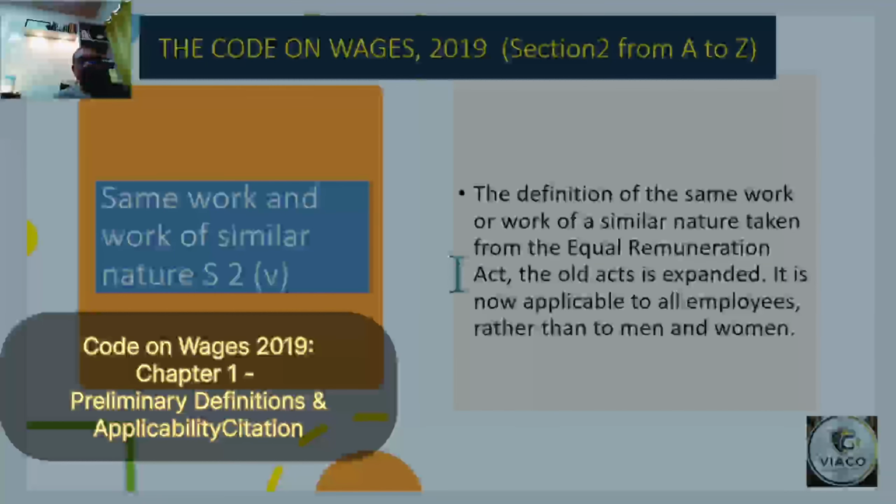अब हम आगे सेक्शन 2B ये भी कवर कर लेते हैं, and then we move on for the next topic in the next class. So section 2B, we may read it, the definition of the same work or work of similar nature taken from the Equal Remuneration Act, जो पुराना था वहां से, ओल्ड एक्ट में से इसको एक्सपेंड किया गया है न्यू वेज कोड में. Now applicable to all employees rather than to men and women. Now जो एक जेंडर था कि वुमेन should not be exploited under the same and similar nature of work, should not be paid the less. Now I may show you one case in the next lecture, in the next training program. There you may benefit out of that understanding of the rules and regulations through the case law.